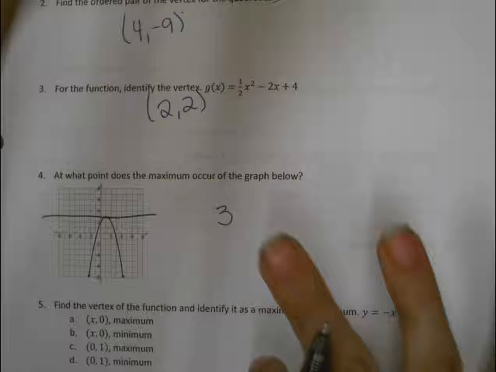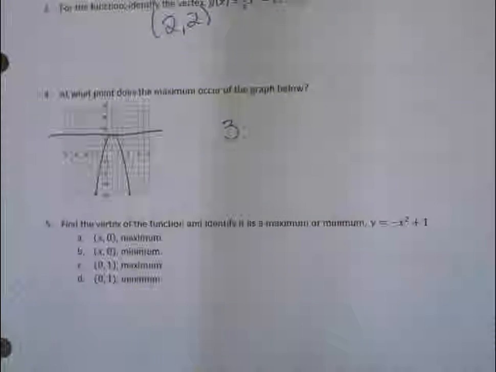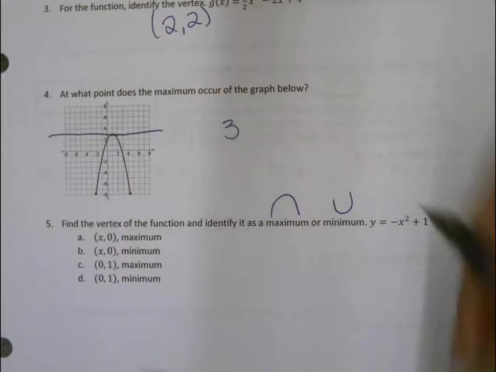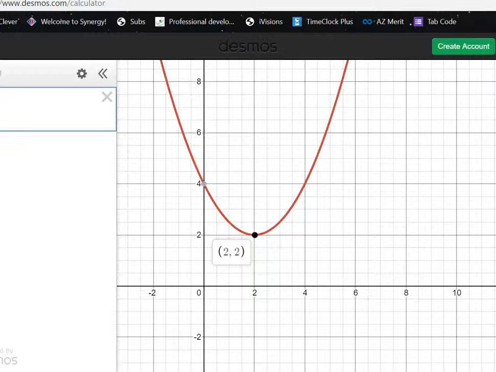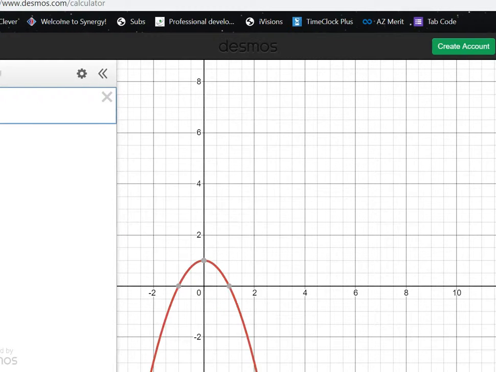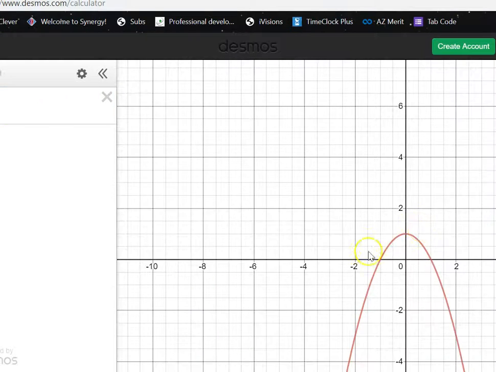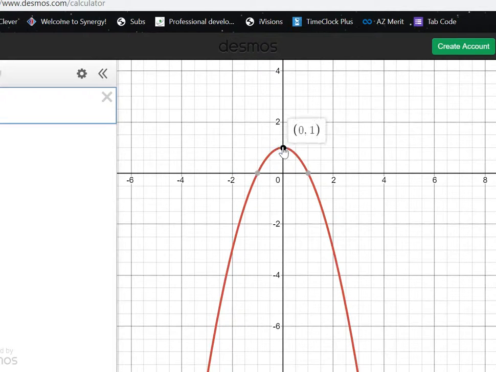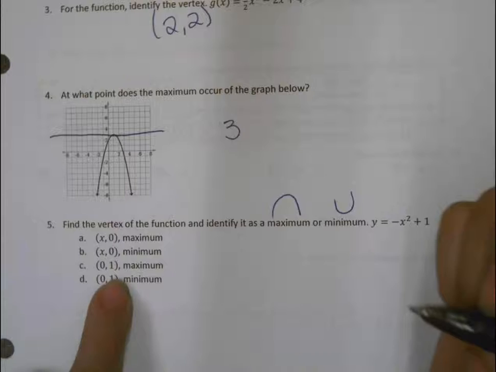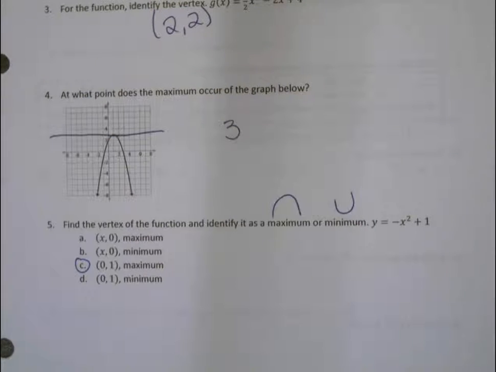Number 5 wants me to find the vertex of a function and decide if it's a maximum or a minimum. Maximums look like mountains, minimums look like U's. So I'm going to graph this one on Desmos. And if I click my vertex, it's 0, 1. So if I go back to my paper, 0, 1, and this was mountain shaped, so it's a maximum.